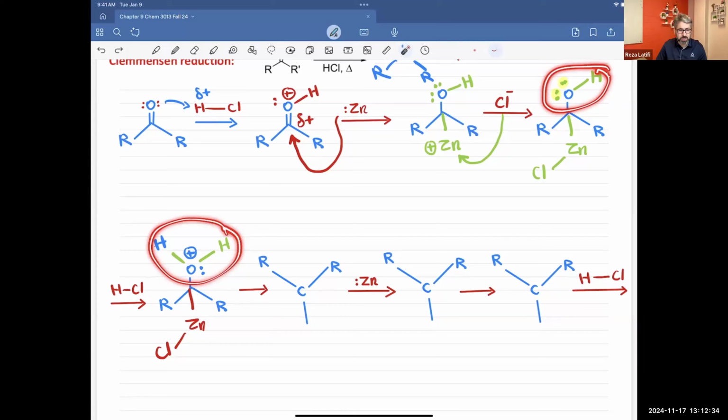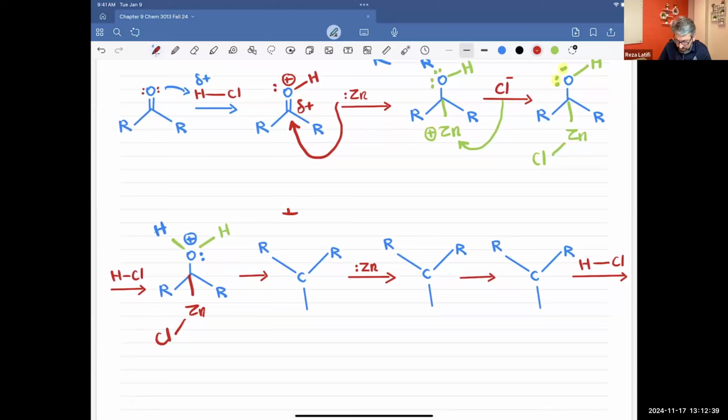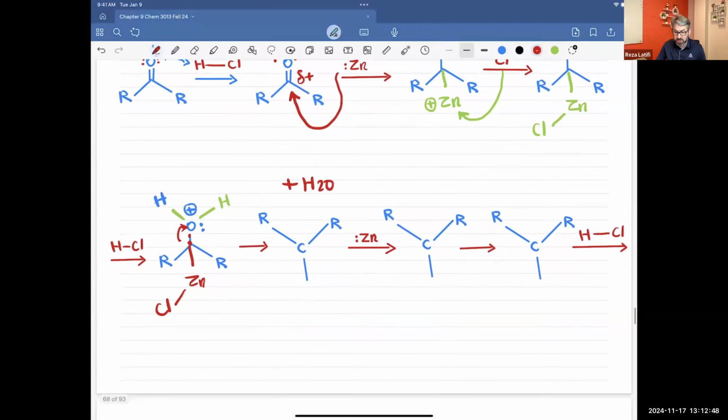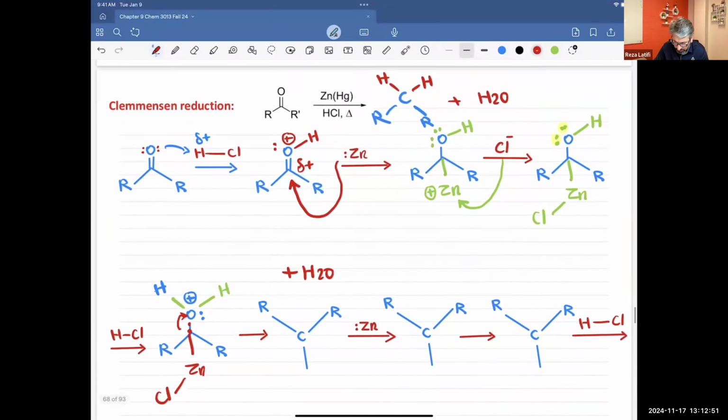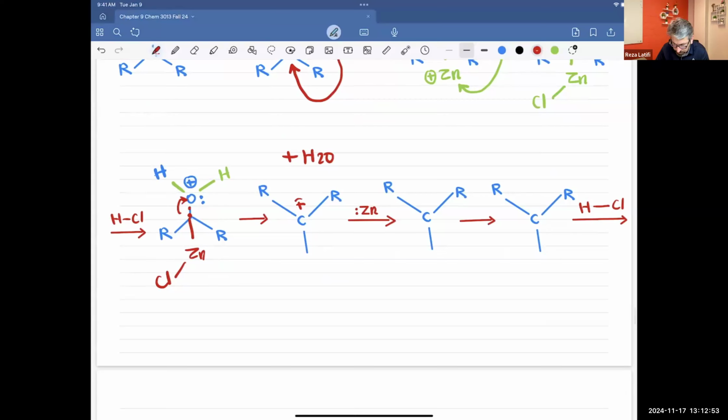H2O is a good leaving group, so now this one can leave the system, and if this one leaves the system, we will have H2O here. Those 2 electrons will be taken by oxygen, and it will leave the system, but it's going to leave a positive charge on carbon. So now we're going to have a positive charge on carbon. And what else? We have zinc, and zinc has chloride attached to it.